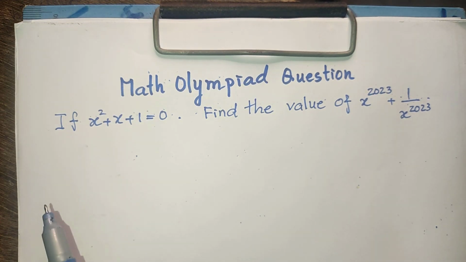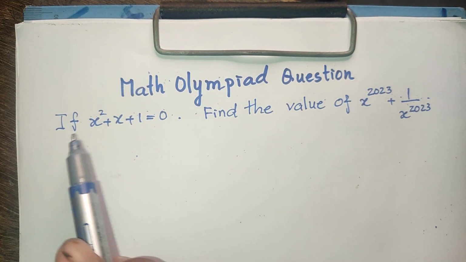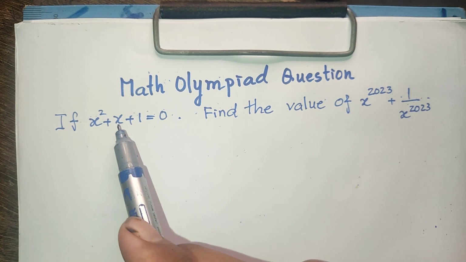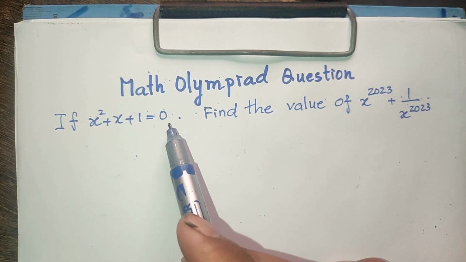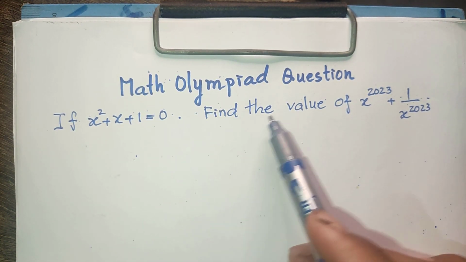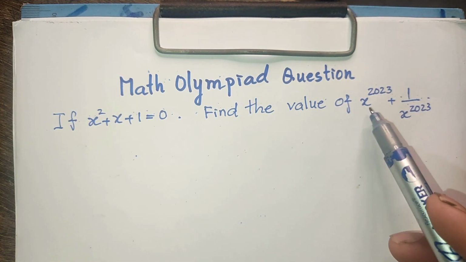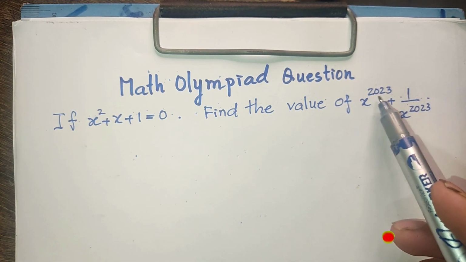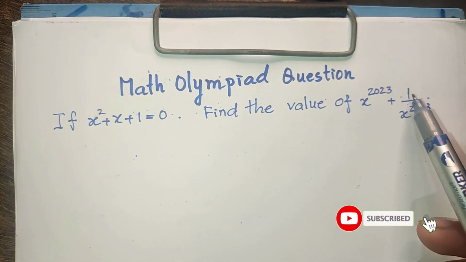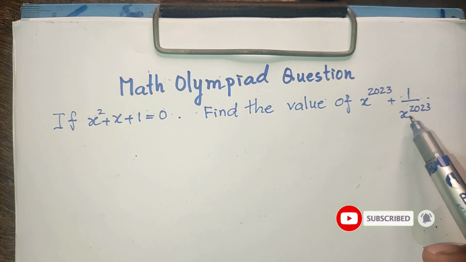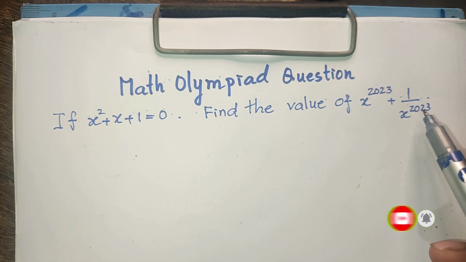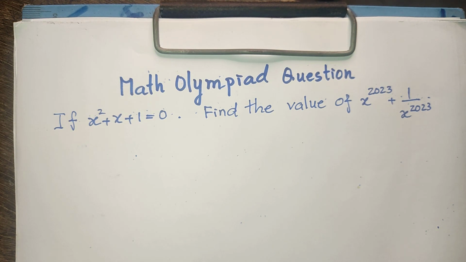Today I have one exercise. If x squared plus x plus 1 equals 0, find the value of x to the power 2023 plus 1 divided by x to the power 2023. Do you know how to solve this? If you know, please do it.